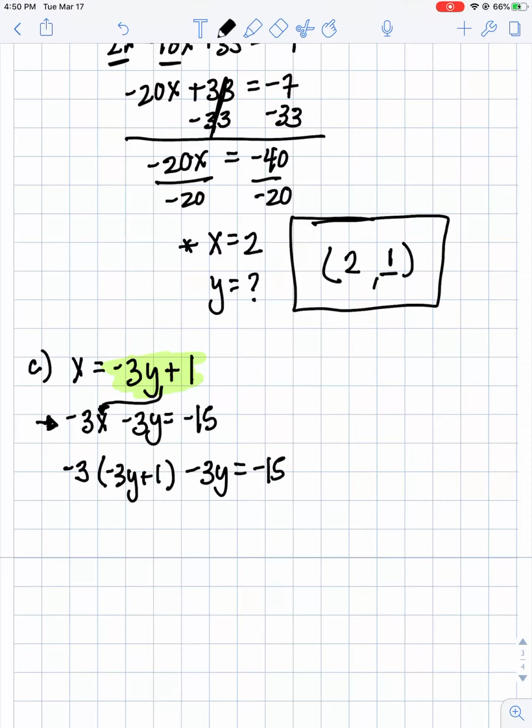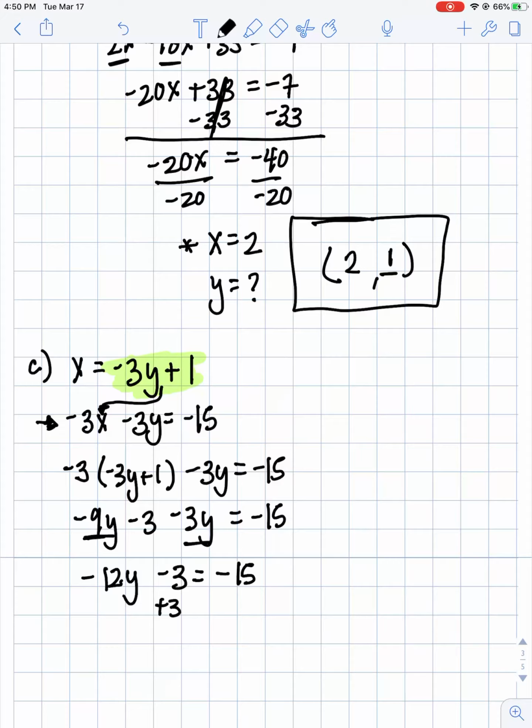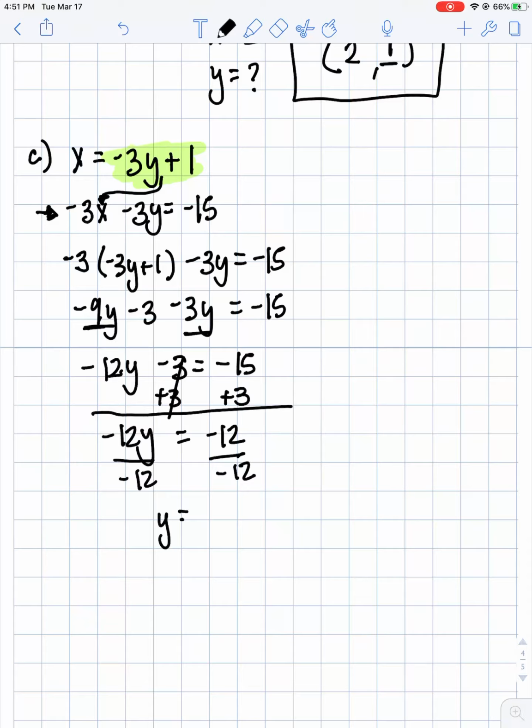Okay, again, I was focusing on the other equation. If I take a look and I distribute, I have negative 9y minus 3 minus 3 more y's equals negative 15. Combine like terms, negative 9y minus 3y is negative 12y minus 3 equals negative 15. And y'all know how to solve this from here. Add 3, negative 12y equals negative 12. Divide by negative 12, divide by negative 12. Y equals 1, guys.